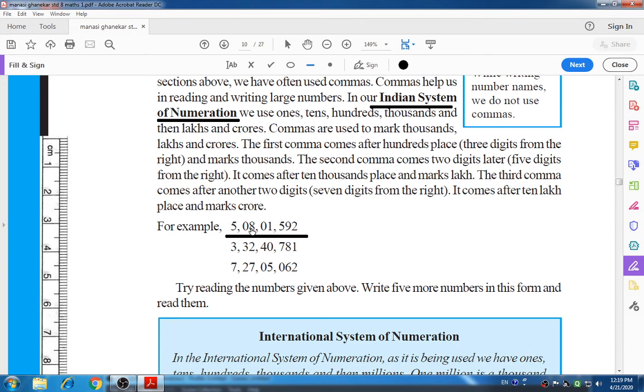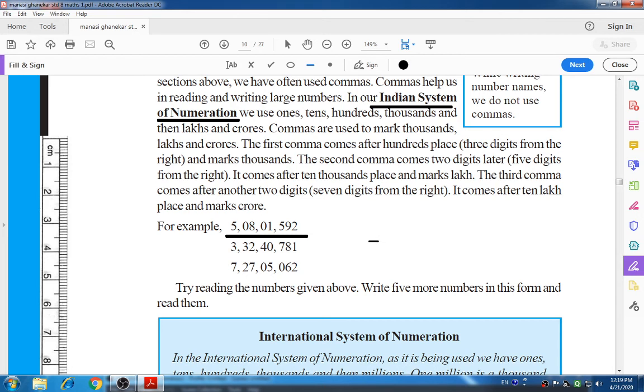5 crore 8 lakh 1,592. You can see that after 3 places, that is ones, tens and hundreds place, we make the comma. After thousands and ten thousands place, we make a comma. After lakh and ten lakh place, we make a comma. After crore, there is a number.